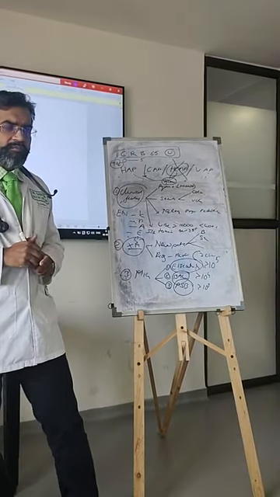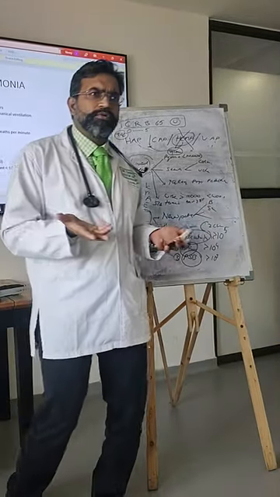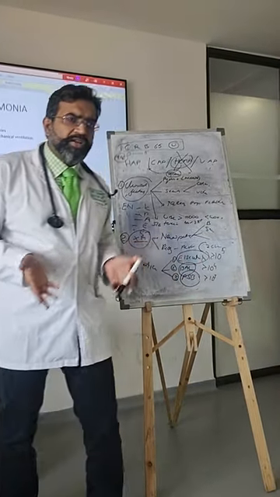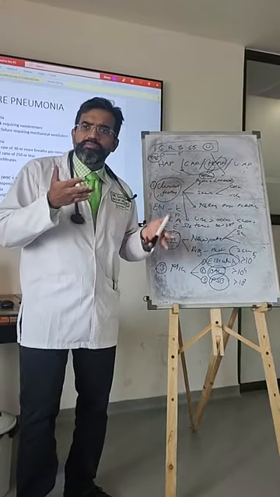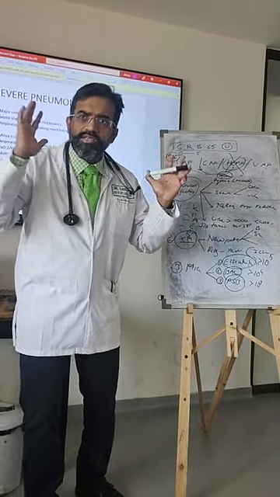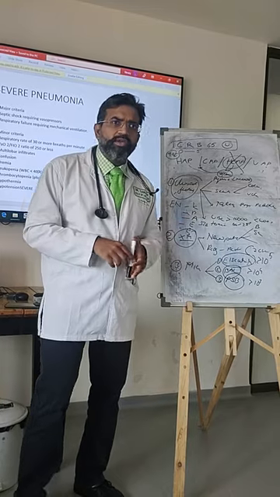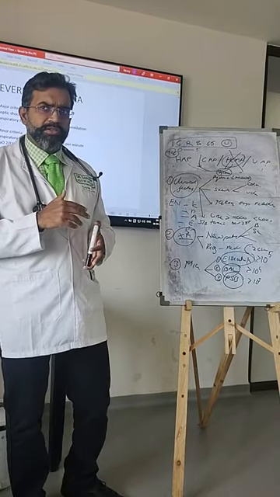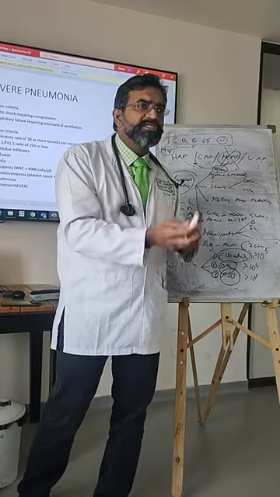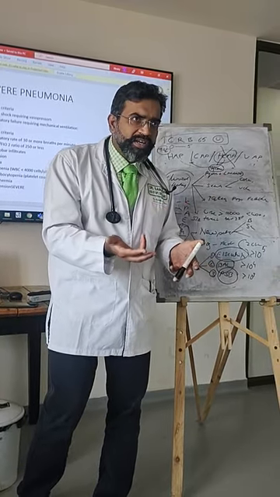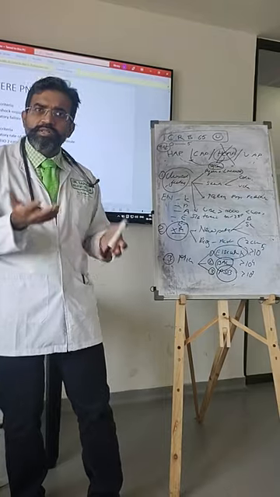Why do you need to know this? Because that's how you're going to treat your patients. You're going to treat your patients based on what could be the likely organism that is going to grow in the lung. Similarly, when you have community acquired pneumonia, looking at H. influenzae and Streptococcus pneumoniae, which are very difficult to grow. They don't grow in the culture.